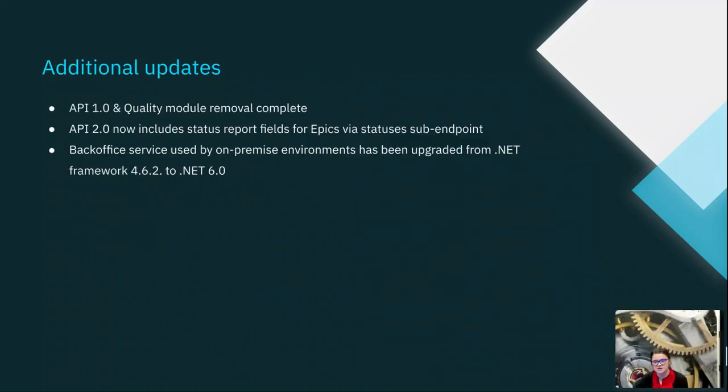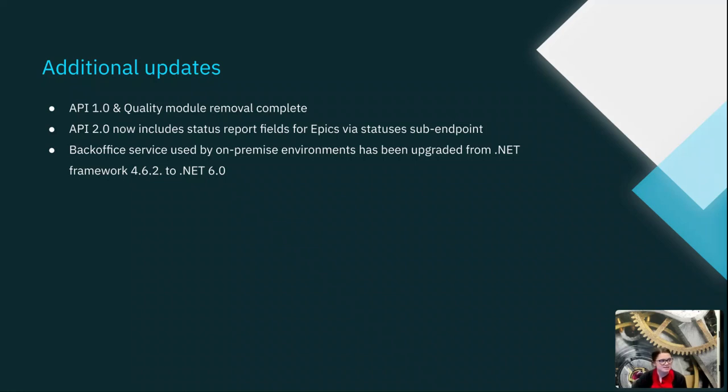Just a couple of additional updates. Atlassian has completed the removal of the API 1.0 that was previously announced and carried out over the last couple of releases. Atlassian did include a link to their migration guide to move any integrations, queries, and other practices you may have to the API 2.0. That link is in the release notes. And also the quality module has been fully removed.